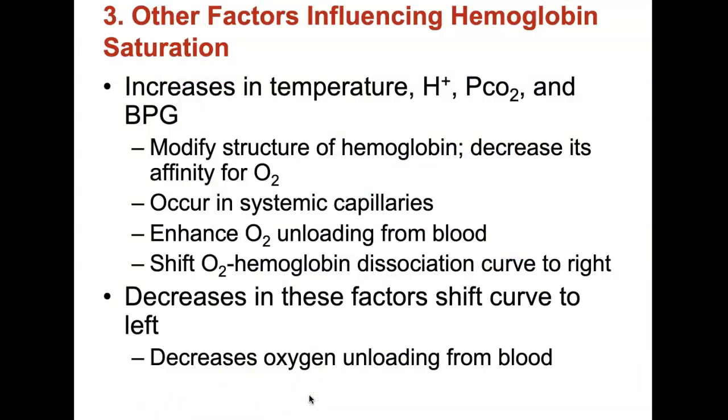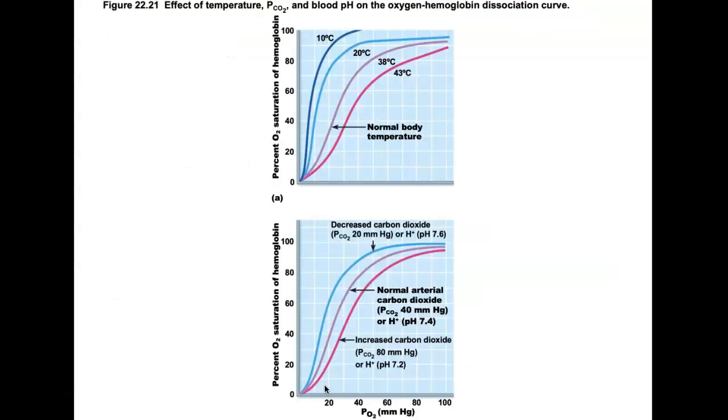We mentioned earlier that there are various factors that influence hemoglobin saturation. We mentioned temperature, blood pH, partial pressure of carbon dioxide, and the amount of BPG in the blood. Red blood cells produce BPG as they metabolize glucose. BPG binds reversibly with hemoglobin, and its levels rise when oxygen levels are chronically low. So all these factors influence hemoglobin saturation by modifying hemoglobin's three-dimensional structure, thereby changing its affinity for oxygen.